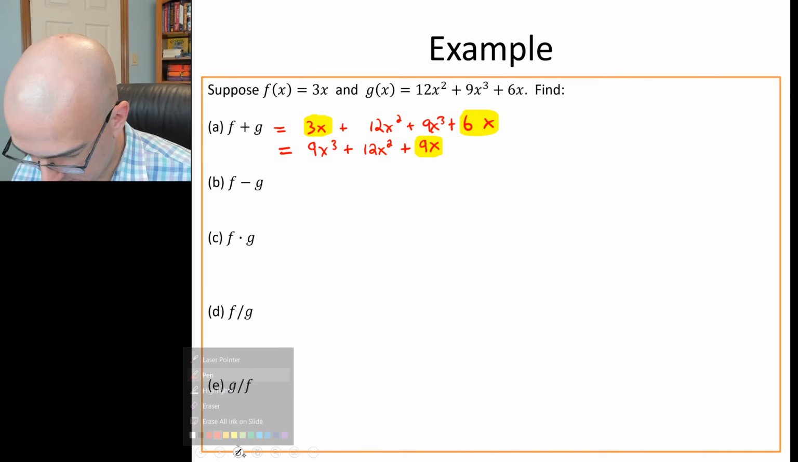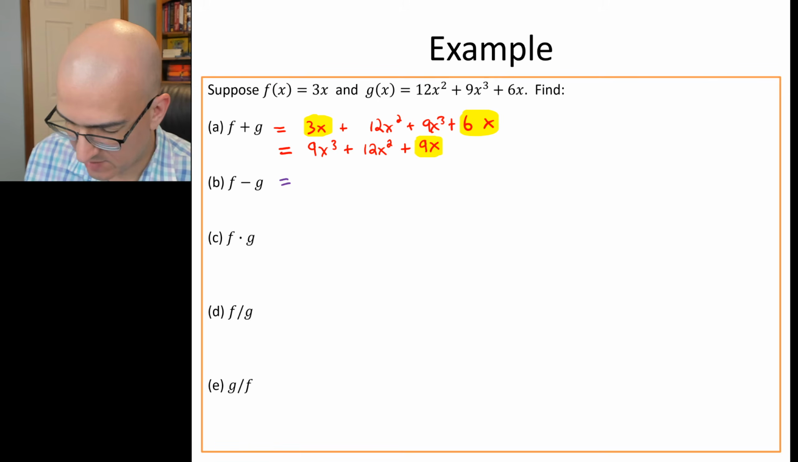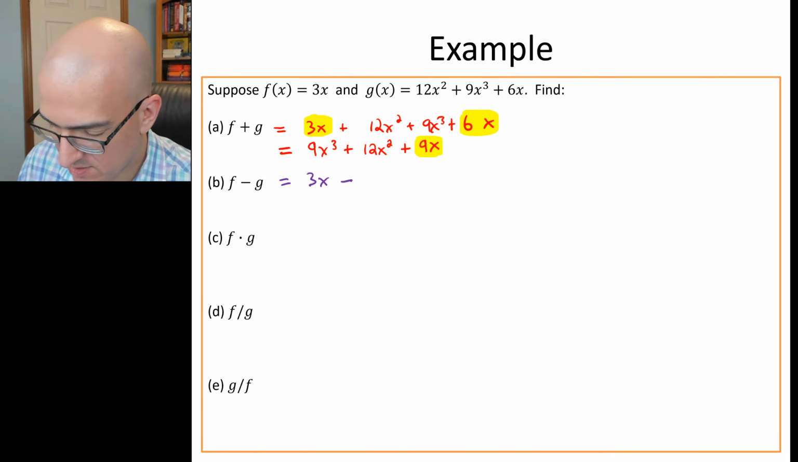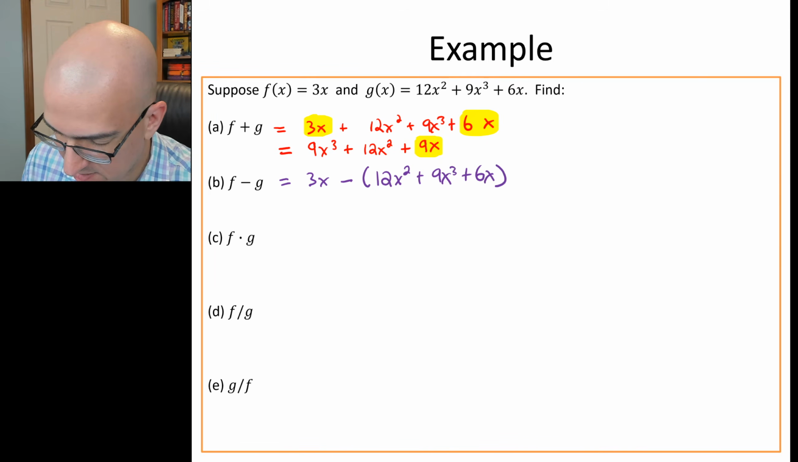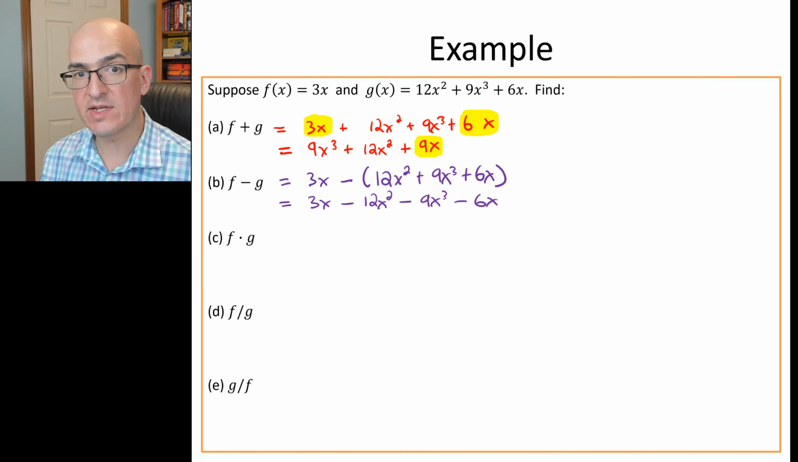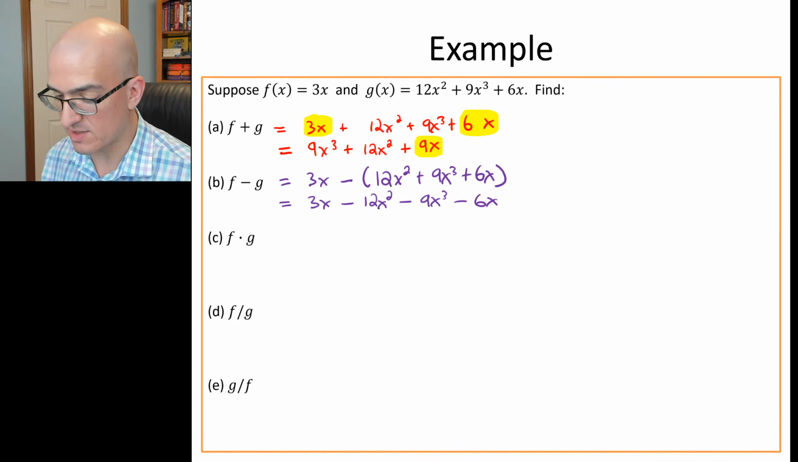Change my color. So that's going to be 3x minus. Now we're subtracting the entirety of g of x, all of it. So I'm going to put brackets to make sure that every single piece gets subtracted: 12x squared plus 9x cubed plus 6x. So that's going to be 3x minus 12x squared minus 9x cubed minus 6x. So I did an intermediate step just to display the subtraction.